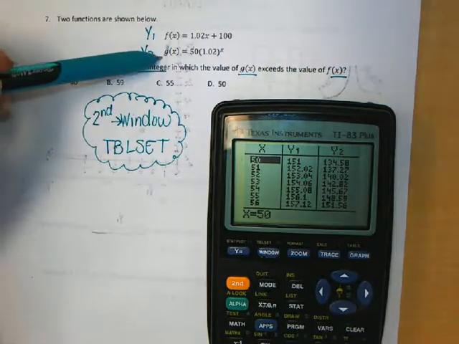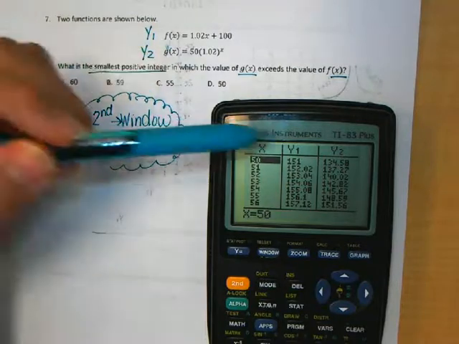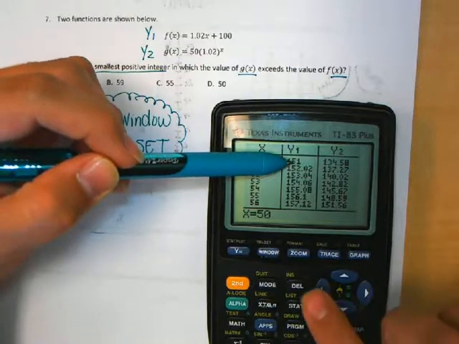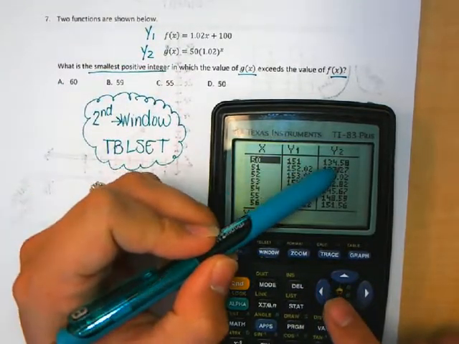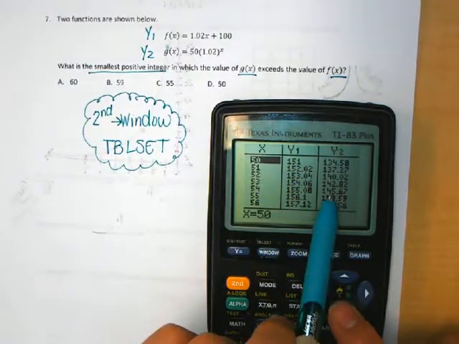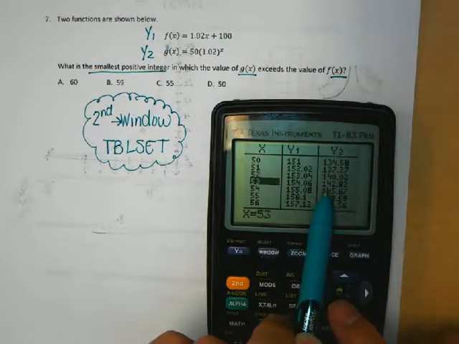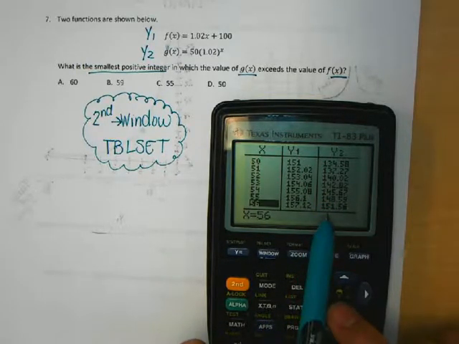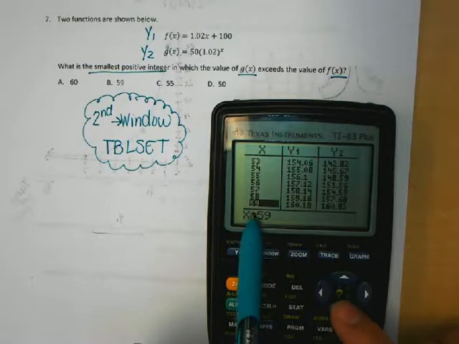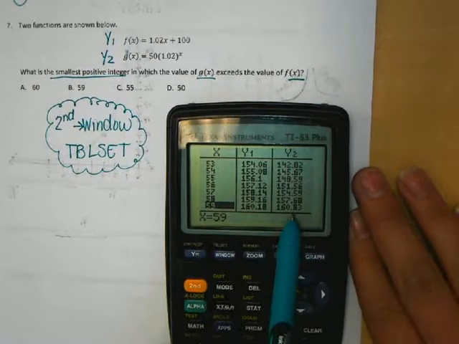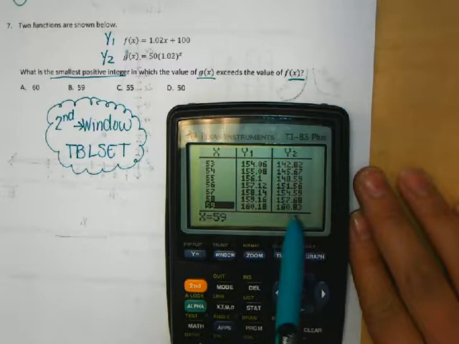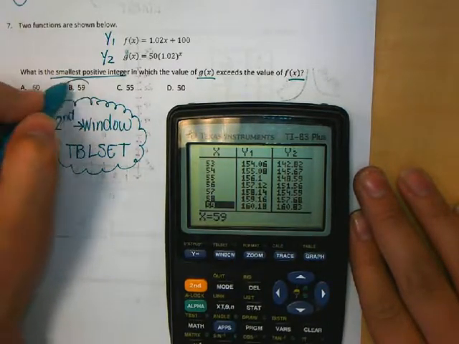So remember, g of x is my y2, f of x is my y1. So I'm trying to see where y2 is bigger than y1. So at 50, that's not happening. So I'm going to keep scrolling down. I need to see where it gets bigger. So at 59, notice I've got 160.18 and 160.83. So at this point, it's bigger. So my answer is going to be 59.